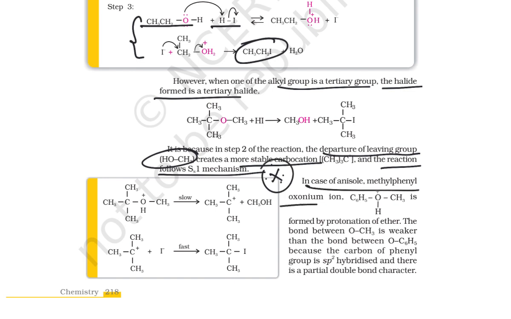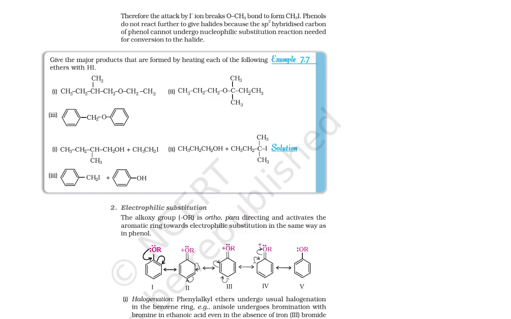In the case of anisole, in the methyl phenyl oxonium ion formed by protonation of the ether, the bond between O-CH3 is weaker than the bond between O-C6H5, because the phenyl carbon is sp2 hybridized, so there is a partial double bond. So before the attack of I minus, the O-CH3 bond breaks and forms CH3I. Phenol does not react further to give the halide because the sp2 hybridized carbon atom of phenyl cannot undergo the nucleophilic substitution reaction.